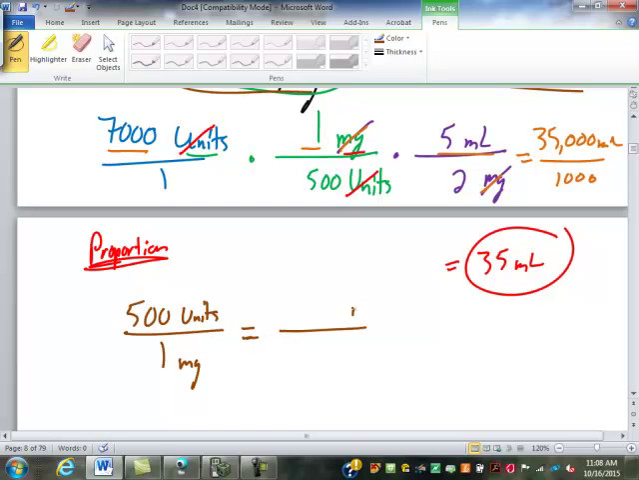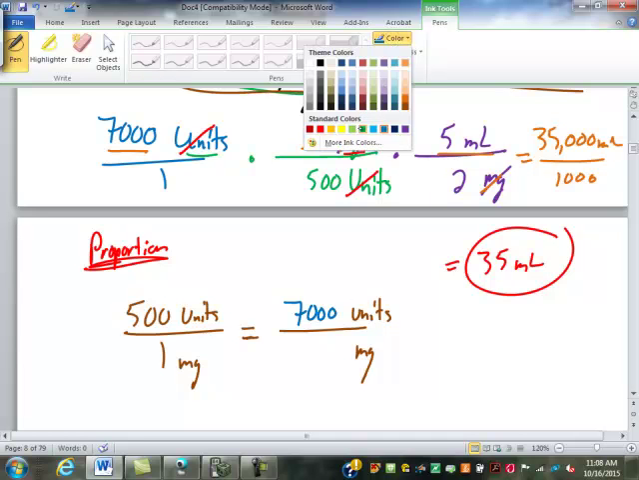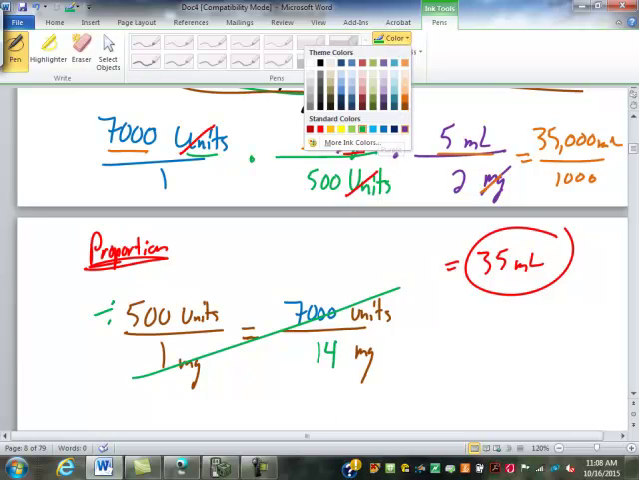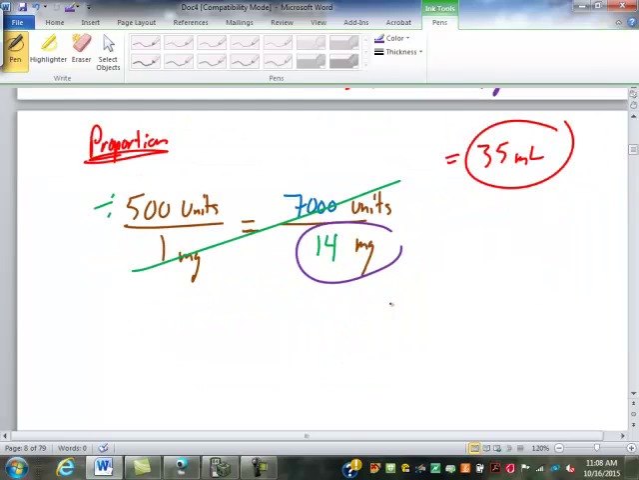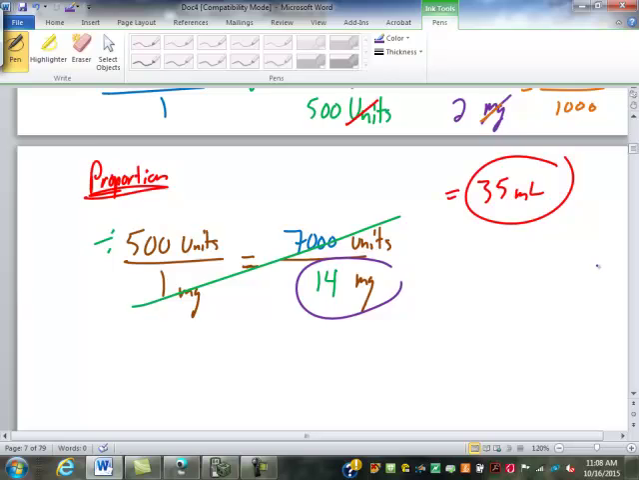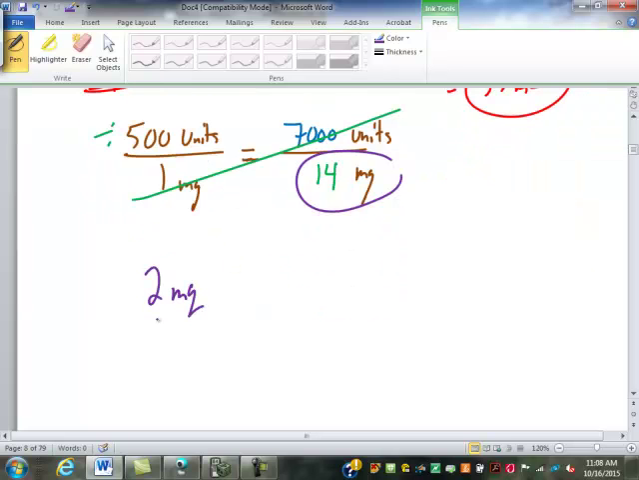So on the other side, it's going to be units and milligrams. Doctor ordered 7,000 units. So we cross multiply and divide, giving us 14 milligrams. Now we have to take the 14 milligrams and go through this again. What conversion do we have that contains milligrams? That's the 2 milligrams in 5 milliliters. So 2 milligrams in 5 milliliters.